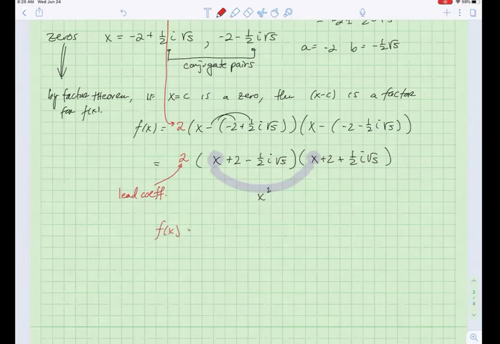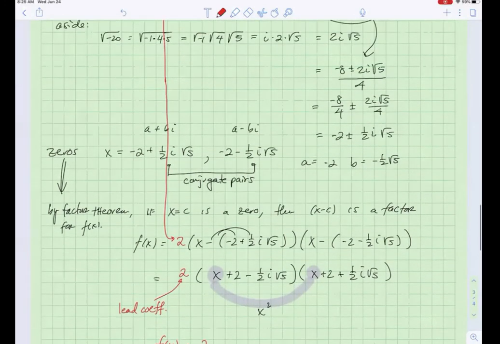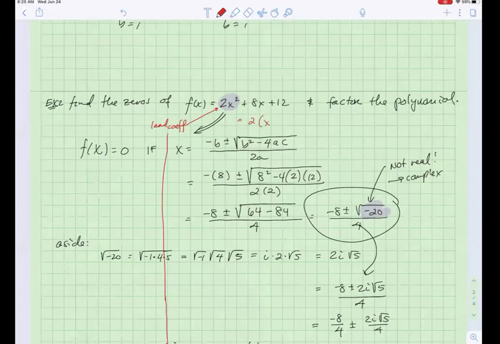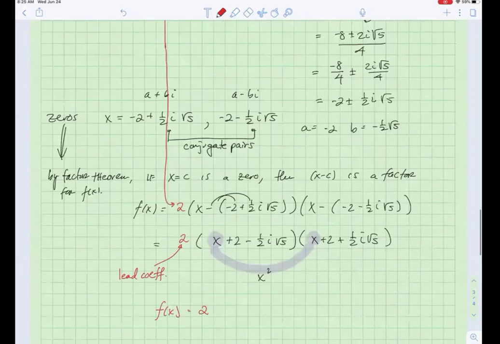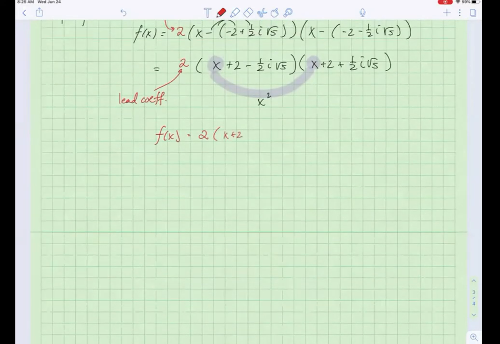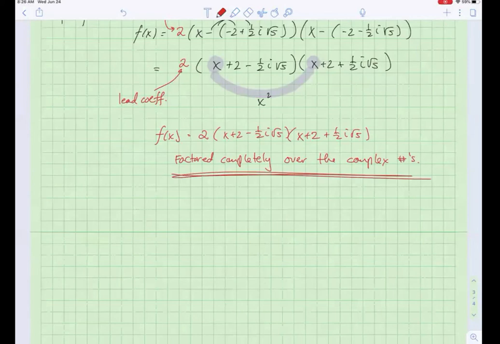F of x is equal to 2. And you could have actually factored out a 2 in the very beginning. This is 2 times x squared plus 4x plus 6. So this is 2 times x plus 2 minus 1/2 i root 5 times x plus 2 plus 1/2 i root 5. And this has been factored completely over the complex numbers. So it's a little bit more advanced example.